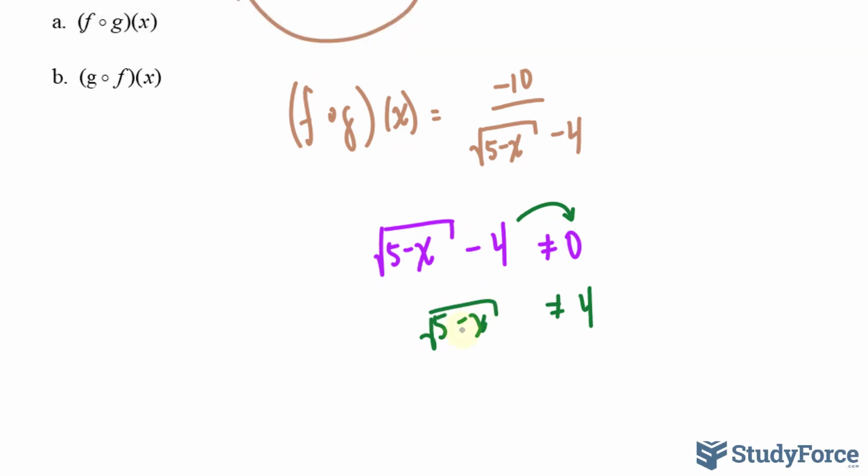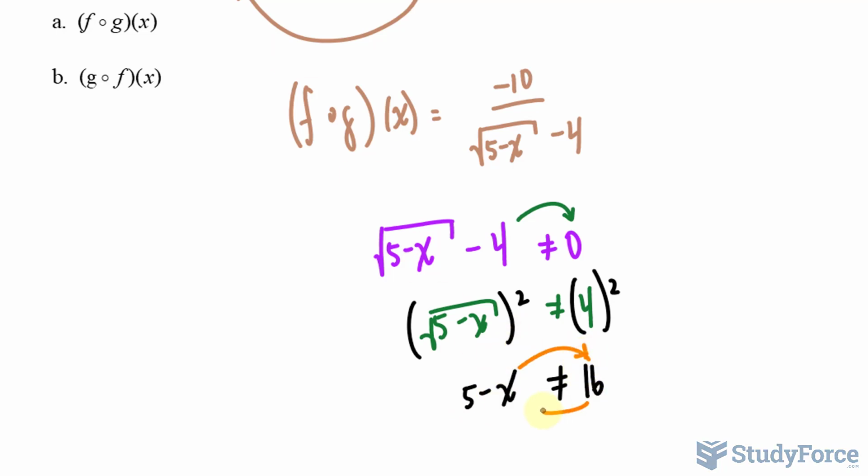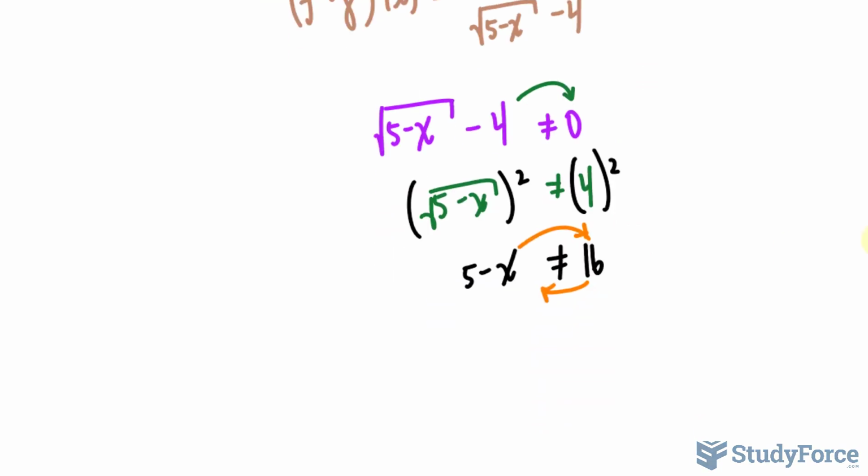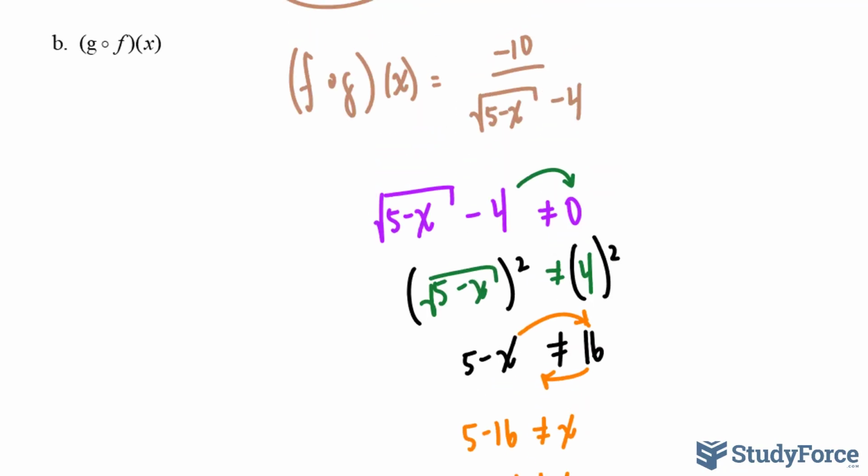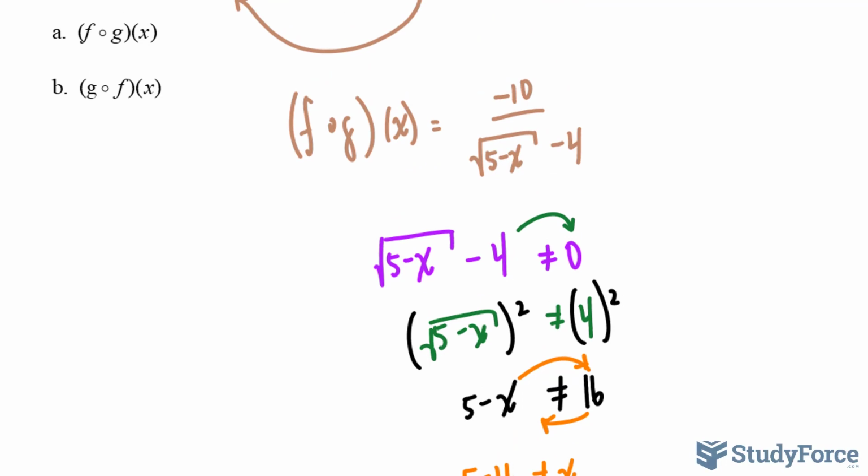And subsequently, since I'm looking for x, I need to remove these square roots. So I'll square both sides. That's the opposite of square root. And I have 16 on the right side, and on the left side we have 5 minus x. One more step, I'll bring that negative x over and this 16 over, where we have 5 minus 16 cannot equal x. And that results in negative 11. So one of our restrictions is negative 11 cannot be x. We will use these restrictions to come up with the domain soon.